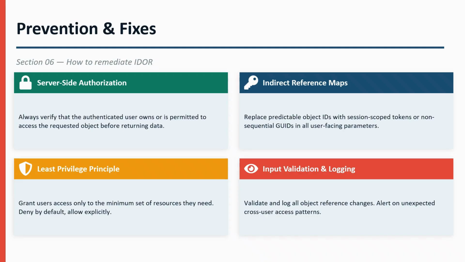Thirdly, apply the principle of least privilege. Users should only have access to the minimum set of resources they need. Deny everything by default and explicitly grant access only where it is needed. And fourth, implement input validation and logging. Log all object reference access and set up alerts for unusual cross-user patterns, for example, one session accessing dozens of user IDs in a short time frame.